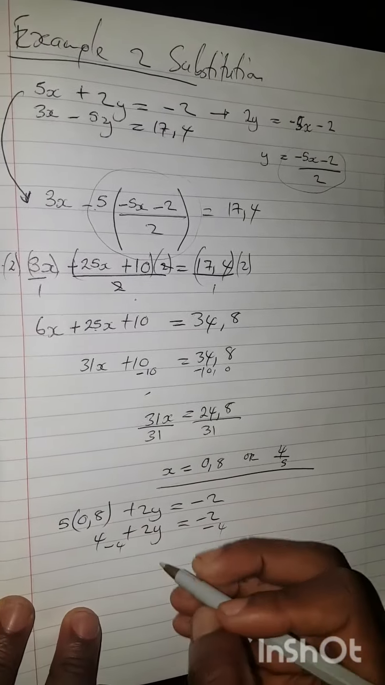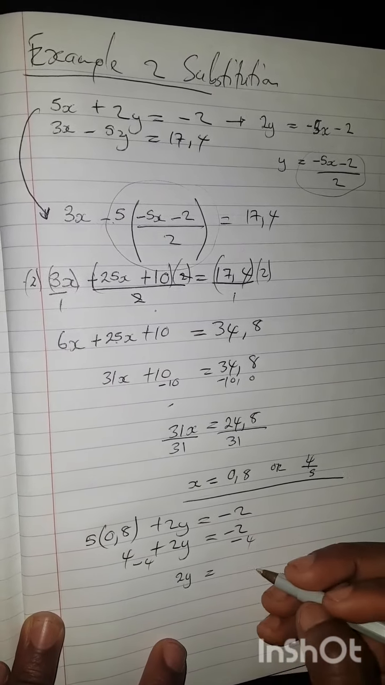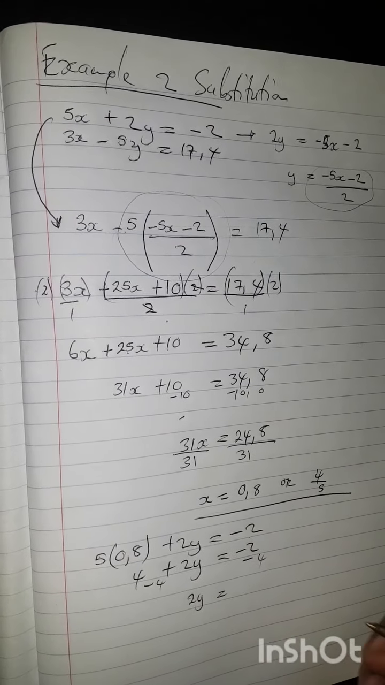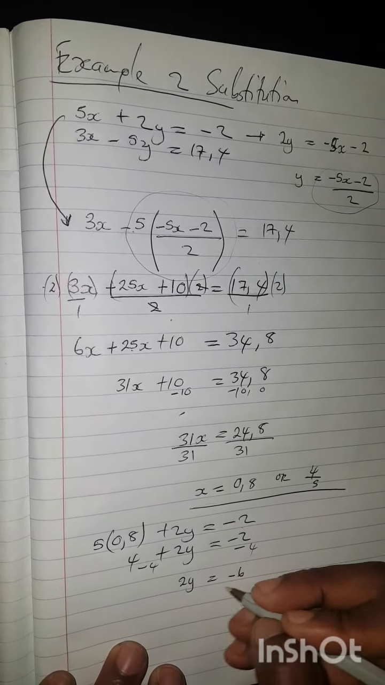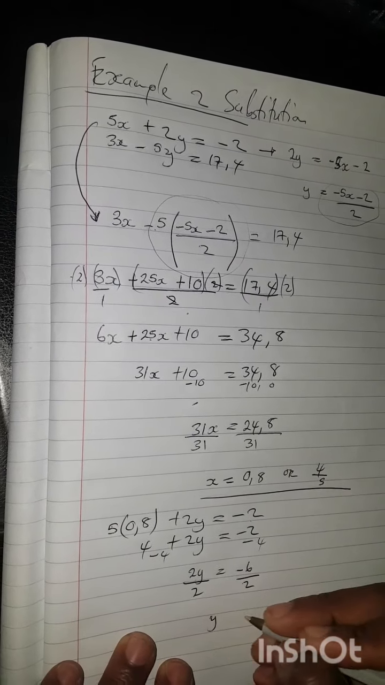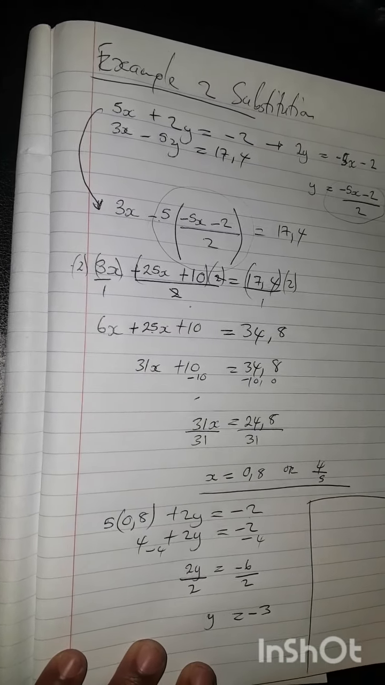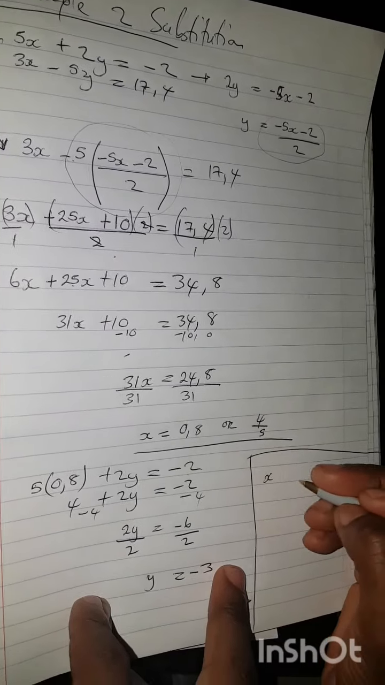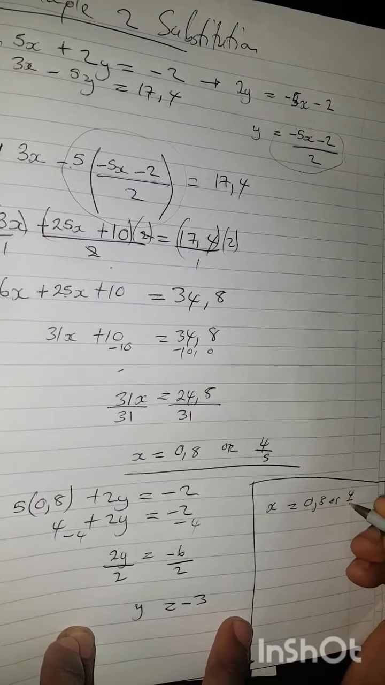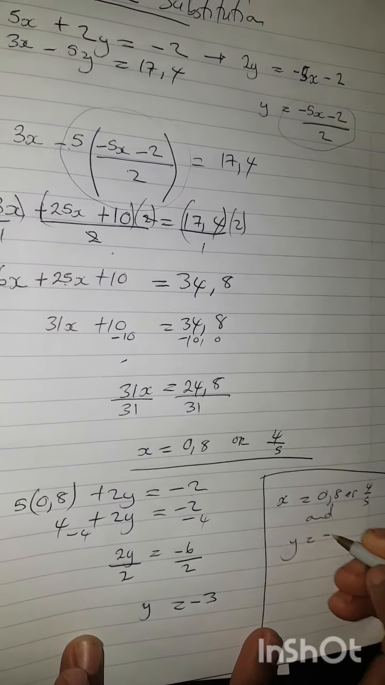Which means that 2y is equal to minus 2 minus 4. Minus 2 minus 4 we add, then we take the sign of the bigger number, which gives minus 6 as our answer. So to find the value for y, we divide both sides by 2. The value for y is minus 3. Now we can write our answer here. Our answer for x was 0.8, or we can put it as a fraction 4 over 5, and our answer for y is equal to minus 3.